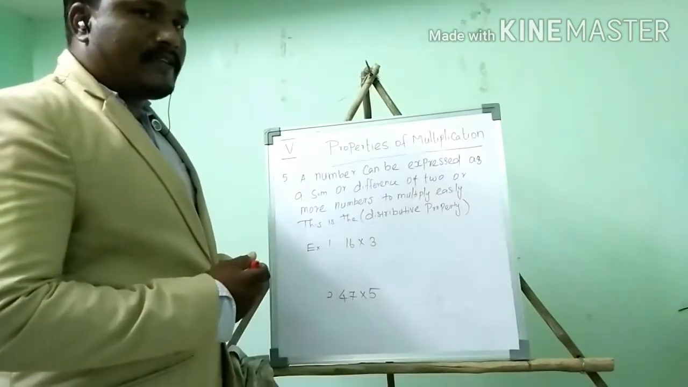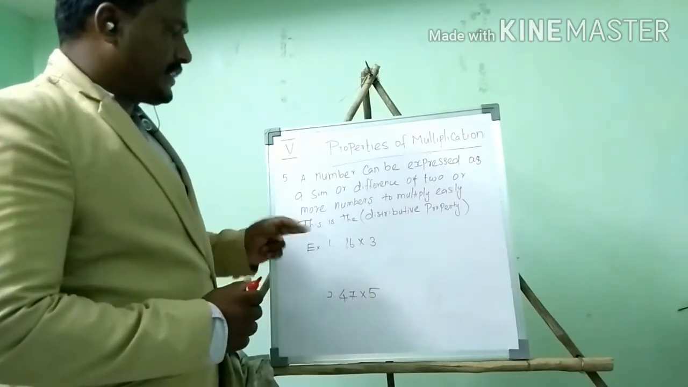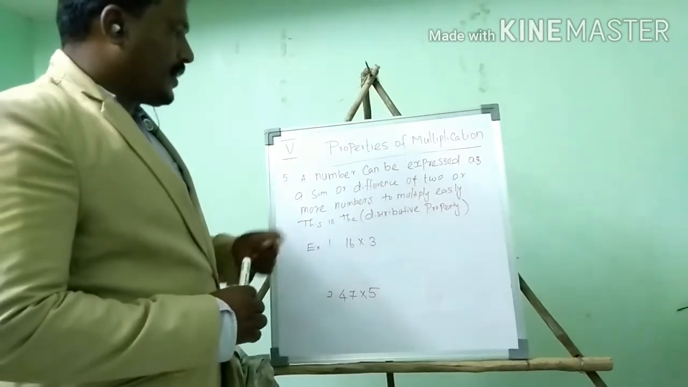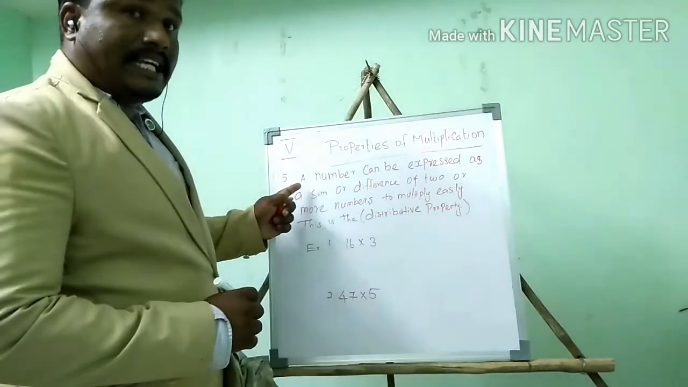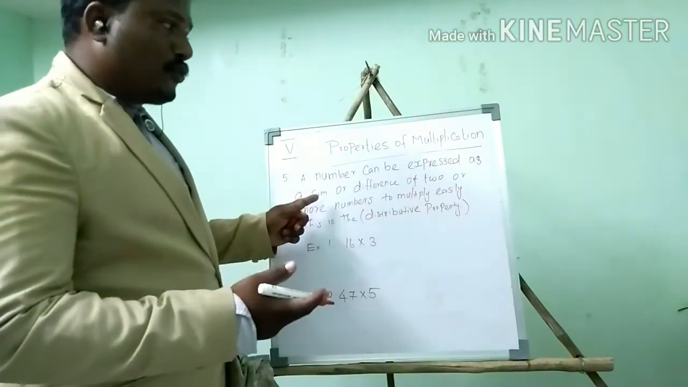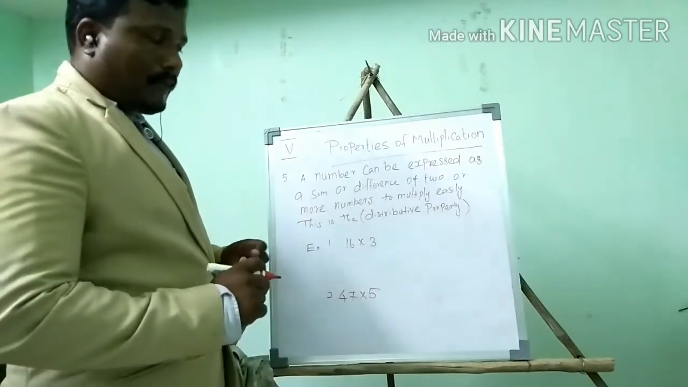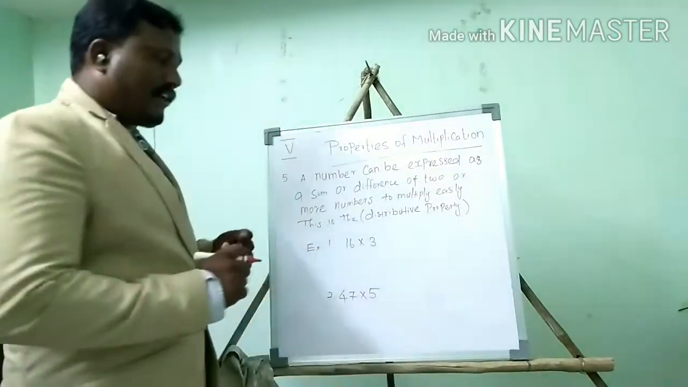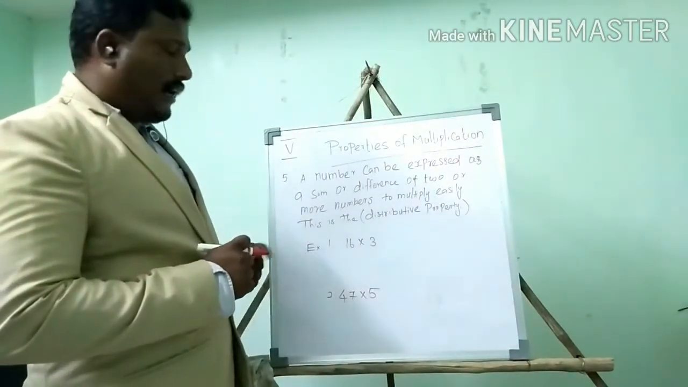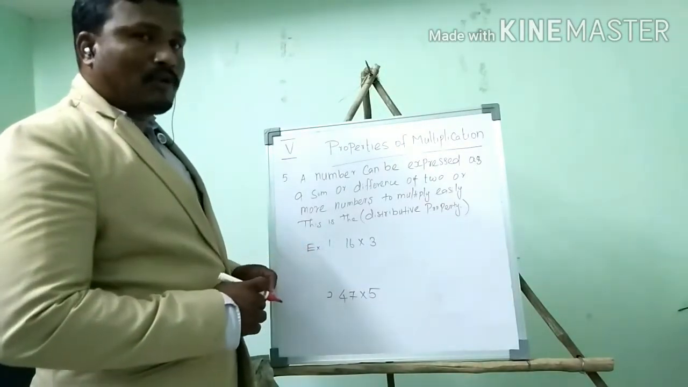Okay, students. Let me show you the last property of multiplication. The last property is the distributive property. What is it? A number can be expressed as a sum or difference of two or more numbers to multiply easily. This kind of property is called the distributive property. I will tell you some examples so you can understand what the distributive property is.